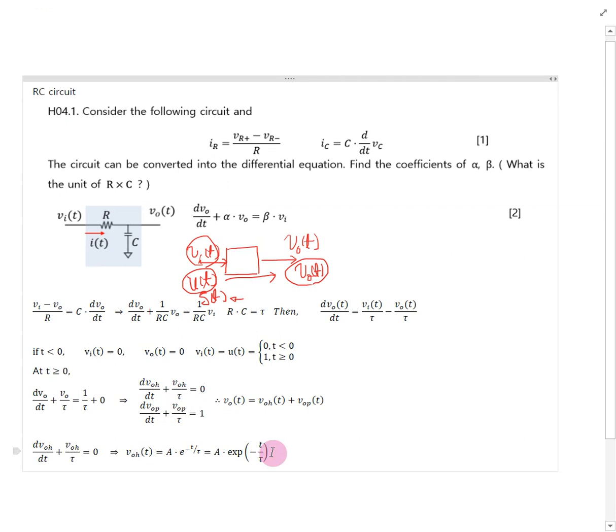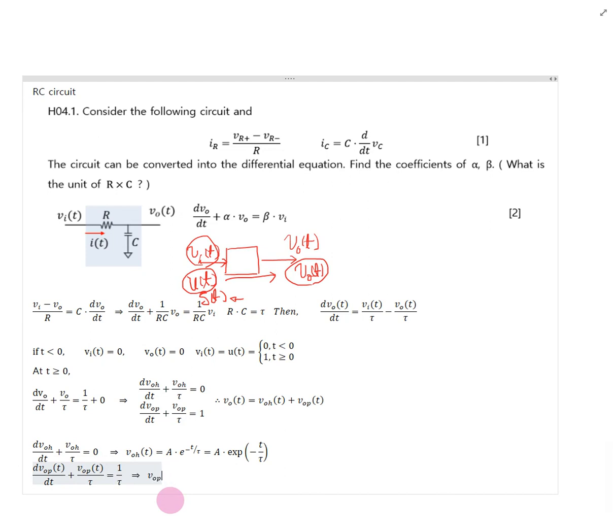Okay, so we solved the homogeneous one first. Next one is the particular solution. The particular solution is very easy to solve by intuition. So the V_OP should satisfy these conditions. V_OP over tau should be 1 over tau. So we can try any particular solution that satisfies these conditions. We can try a constant 1. You can replace V_OP equals 1; by taking the derivative it goes to 0, but V_OP is 1, so this equality is satisfied. So we got the solutions, the homogeneous and the particular one.